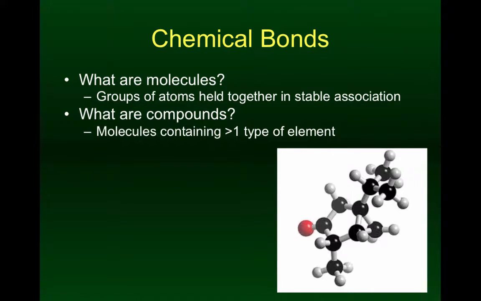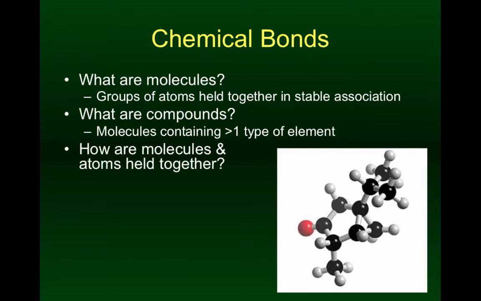Compounds then are a little more specific than molecules. Compounds have to have not only more than 1 atom, but more than 1 type of element. So whereas H2O is both a molecule and a compound, O2 is a molecule but not a compound, because with O2 you just have oxygen, and like I said a second ago, to be a compound you have to have more than 1 type of element.